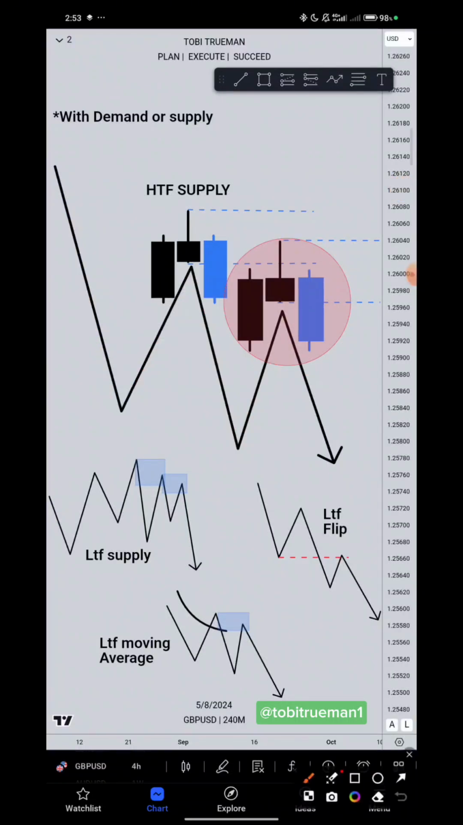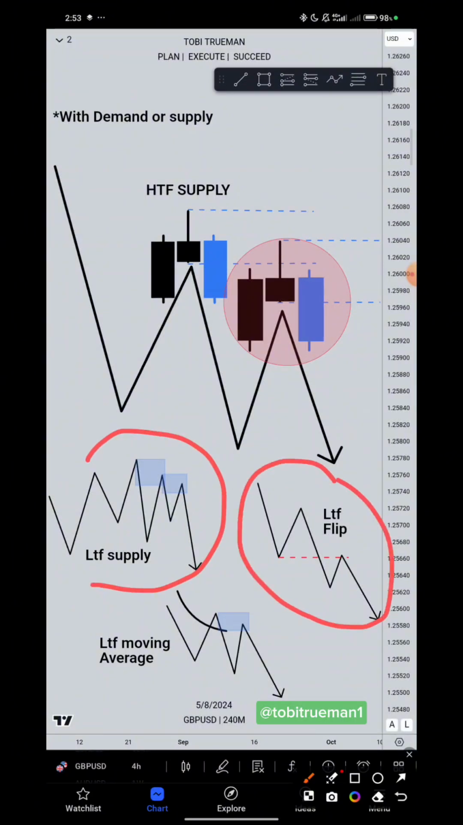What we'll do when we switch to the lower time frame, we might see lower time frame supply, we might see lower time frame flip. We'll take it because the higher time frame is selling, we're also selling. So every selling opportunity, like lower time frame moving average also with our signal intact, we will also take it. I hope you understand it.